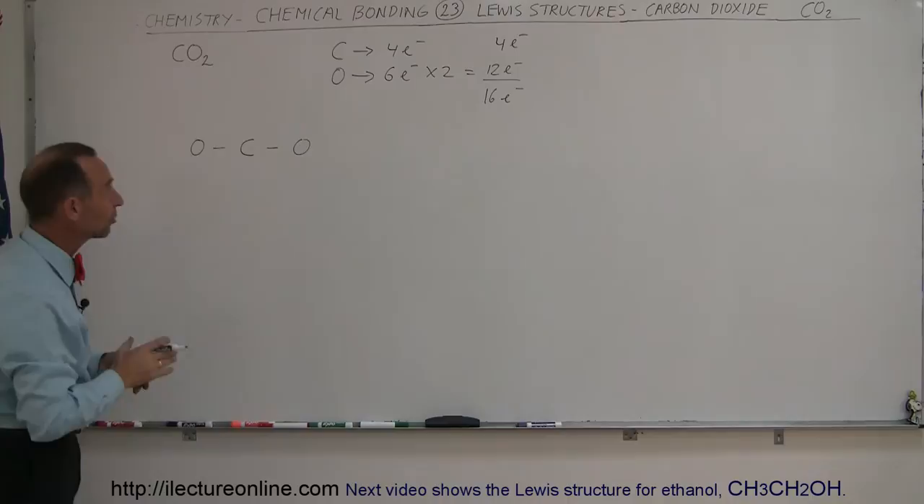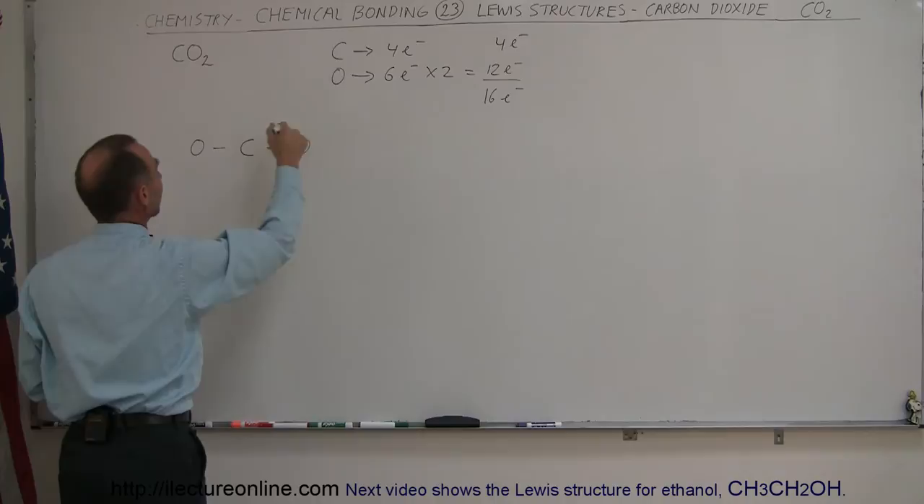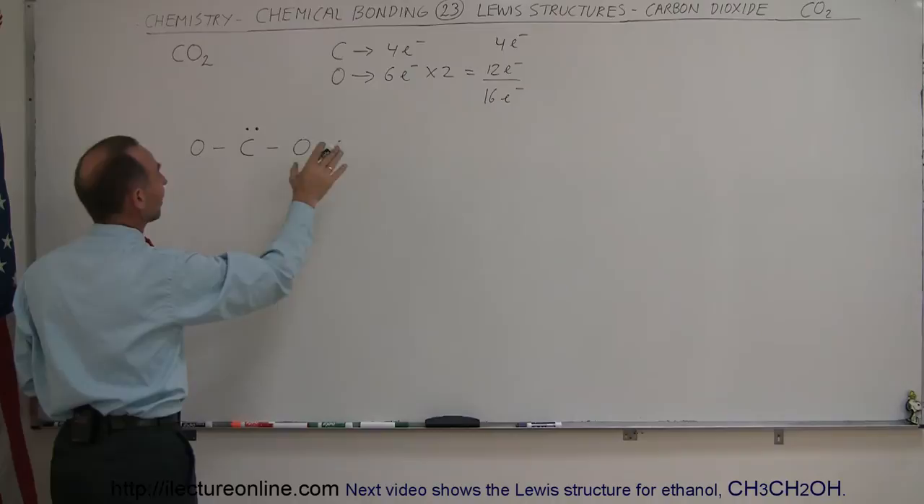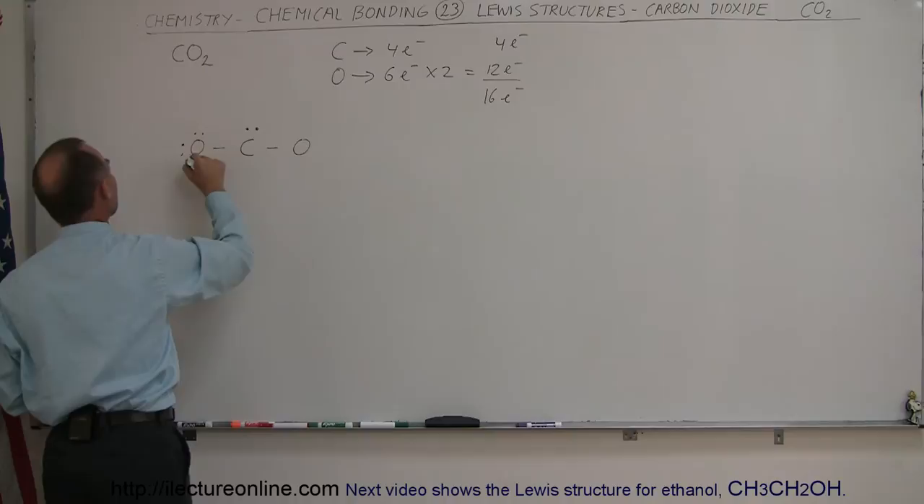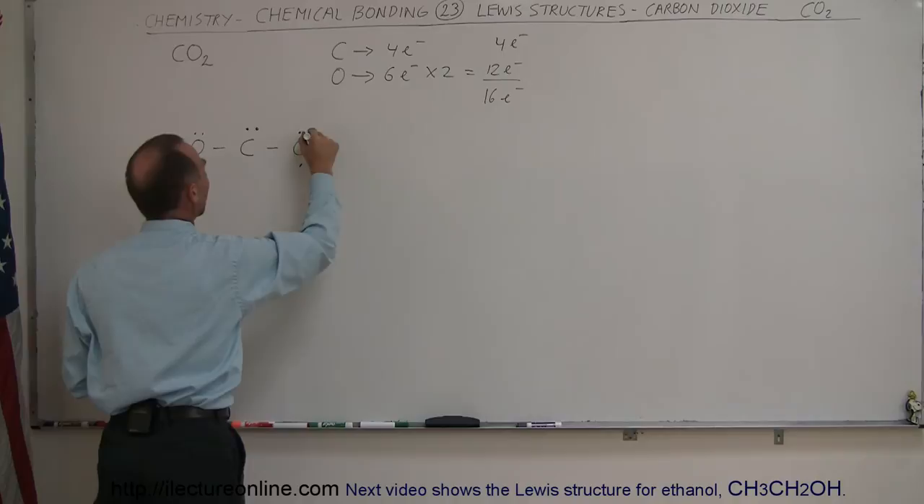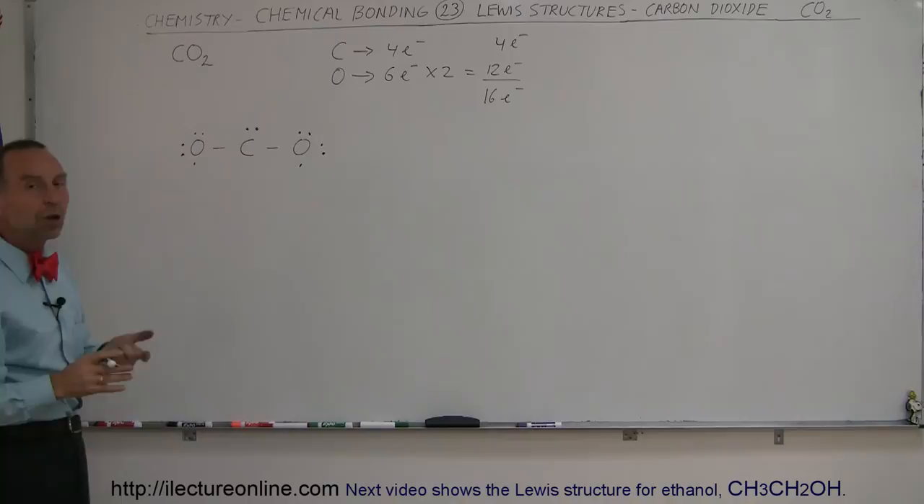If we start out with a single bond, let's see if this works. Since carbon has a total of four valence electrons, that would mean it has two electrons left. Oxygen started with six. That means it used one for the bond. That means each oxygen would have five remaining, like so, and five remaining here, which right off the bat I would say is probably troublesome because you usually end up with an even number of free electrons for each atom. So that's probably not a good situation.